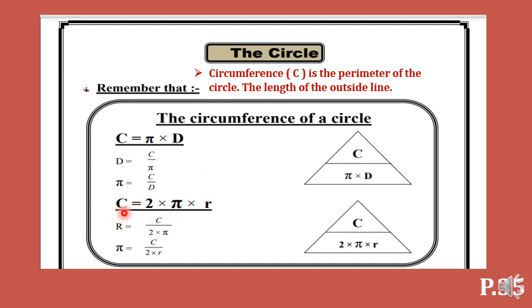Now, for the other rule, which is C equals 2 times pi times R, we have another magic triangle. C equals 2 times pi times R. But if I want to find R, let's hide R. What is left? We have C over 2 times pi. So R equals C over 2 times pi. If I want to find pi, let's hide pi. Pi equals C over 2 times R. And for sure, the result of pi will be 3.14 or 22 over 7.